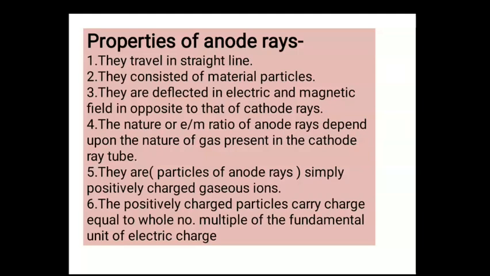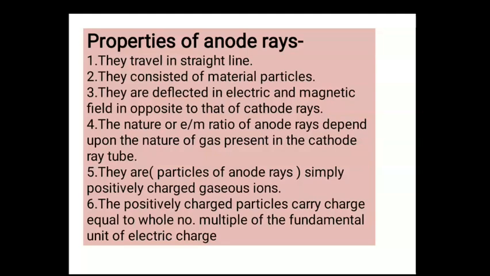Now these 3 properties are very much similar to the cathode rays, but definitely they get deflected in electric and magnetic field opposite to that of cathode rays. Number 4, the nature or E upon M ratio of anode rays depend upon the nature of gas present in the CRT. They are simply positively charged gaseous ions.